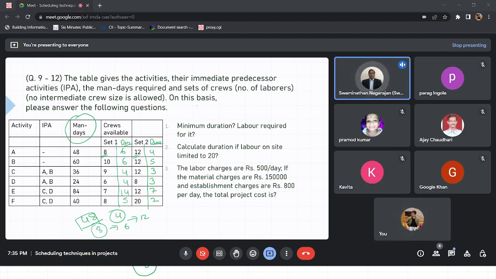Okay. So coming to the question, what is the minimum duration? We know that for minimum duration, our best thing to move on is with any network method. It can be CPM, PERT. But looking at the simplicity, we will be going on with activity on node network.